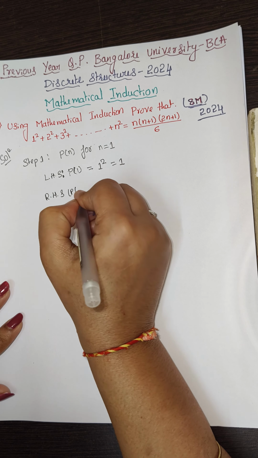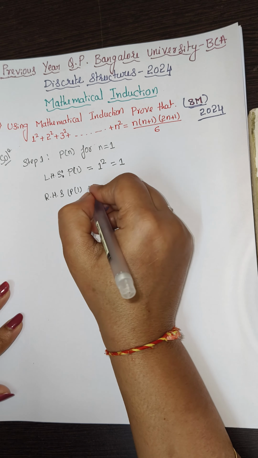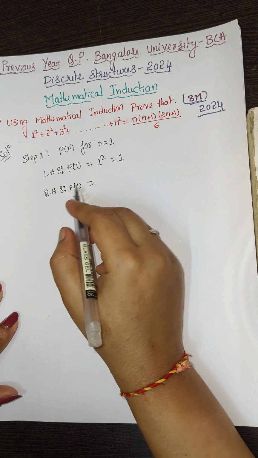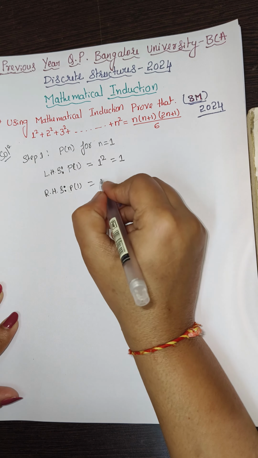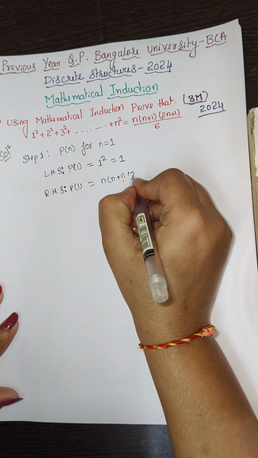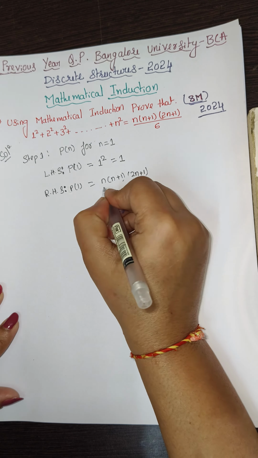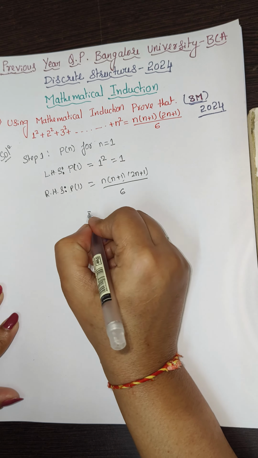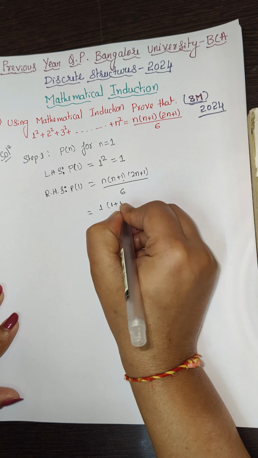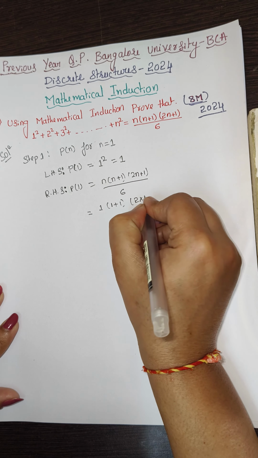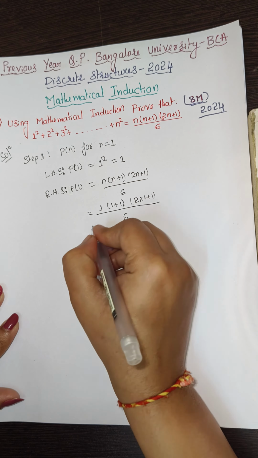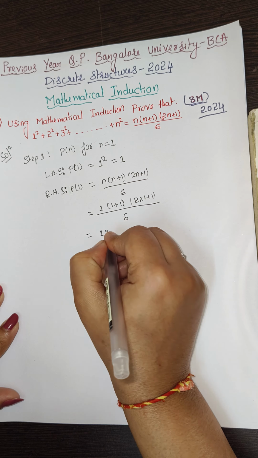Now we will work on the RHS, P of 1. In the RHS, we need to substitute here. What is the RHS? First I will write n into n plus 1, into 2n plus 1, divided by 6. This is the RHS. What do we take for n here? 1. So 1 into 1 plus 1, into 2 into 1 plus 1, divided by 6.